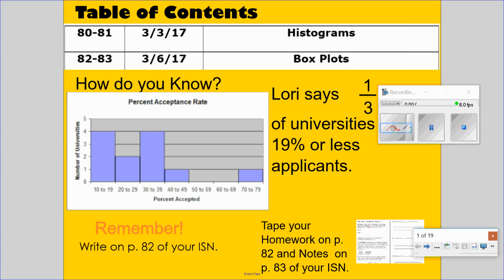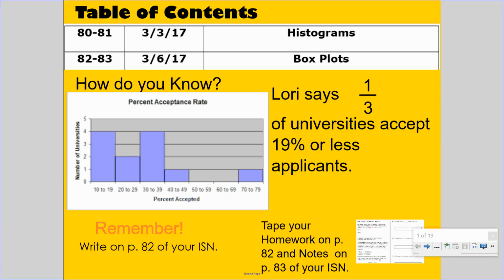Hello, this lesson is over using box plots to measure spread. Before we do that, let's look at our number routine of how do you know. This is a histogram. Why does it make a histogram? There are no gaps between the bars, and these are intervals instead of categories.